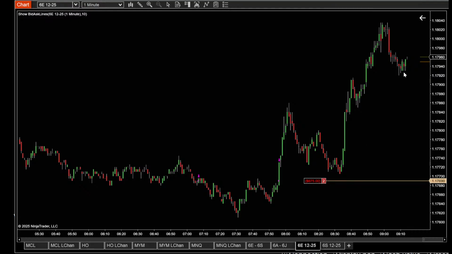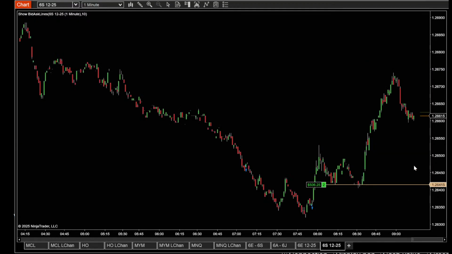This is the 6E. Again, we're short. Coming up in your area. Prior support has now become resistance, so this would be a good short possibility here. The 6S is slumping off a little bit more than the 6E, which isn't what we want since we're long the 6S. And we had a U.S. news event at 8:30. I think we had a woman speaking from the Fed.